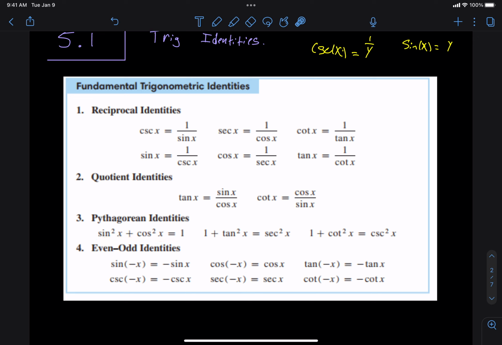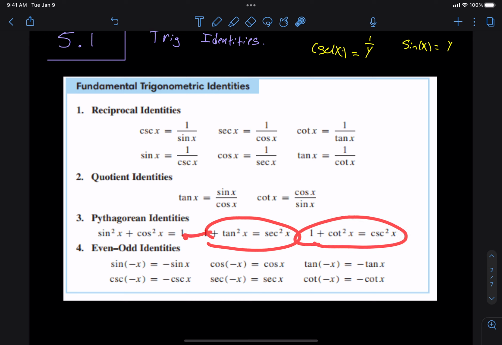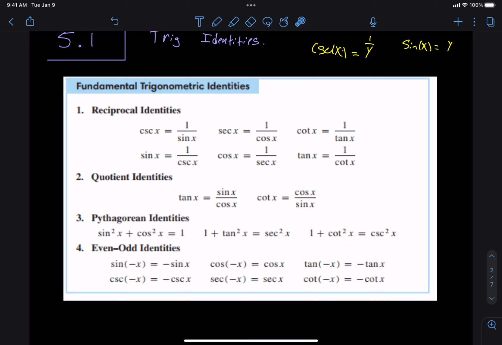Okay, and then we have the Pythagorean identities, which basically just come from those three triangles that I drew on the unit circle. But you can always get these ones from the first one. So I only recommend that you memorize the first one, and then you remember that you are going to divide the whole thing by either sine squared of x, or you're going to divide the whole thing by cosine squared of x in order to get the other ones.